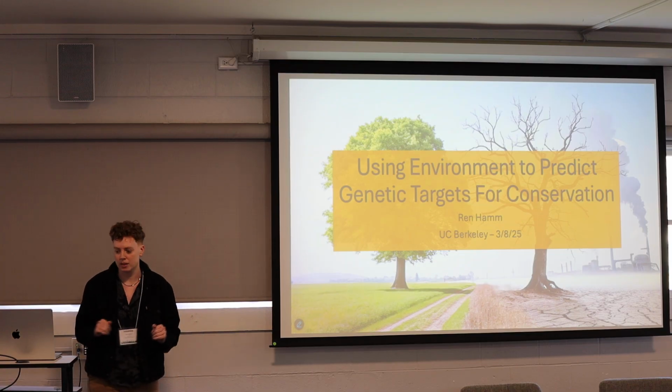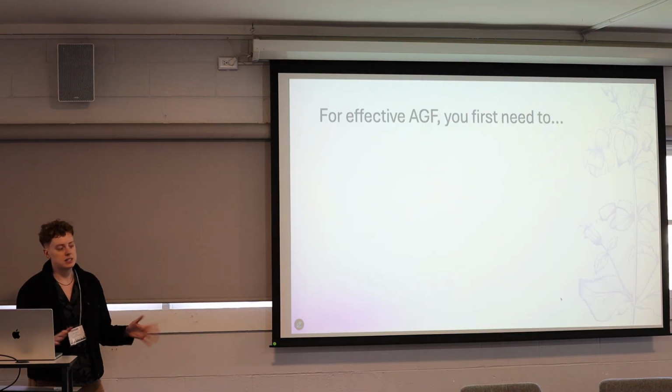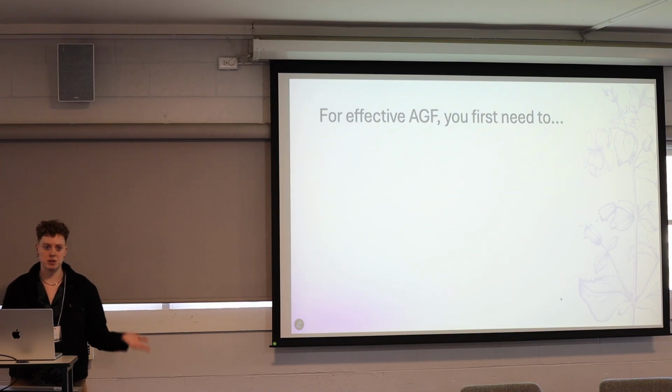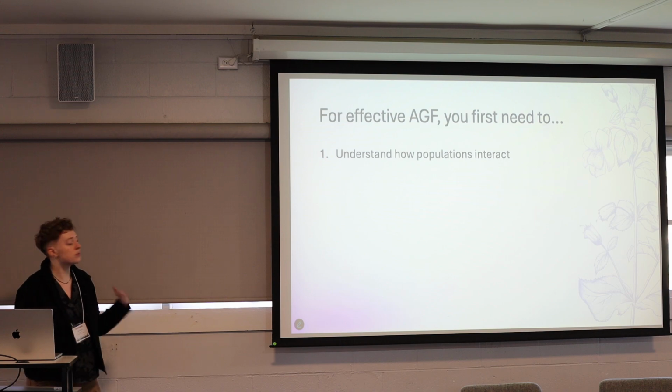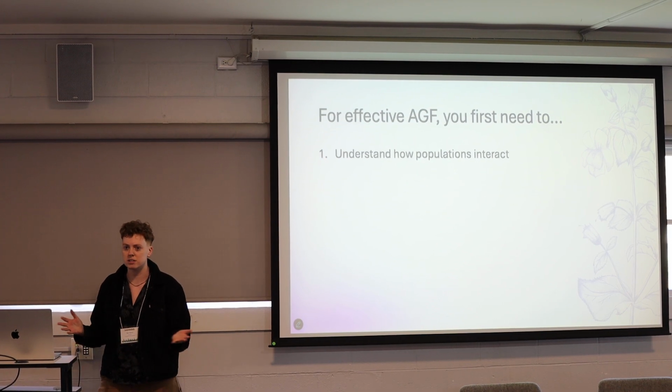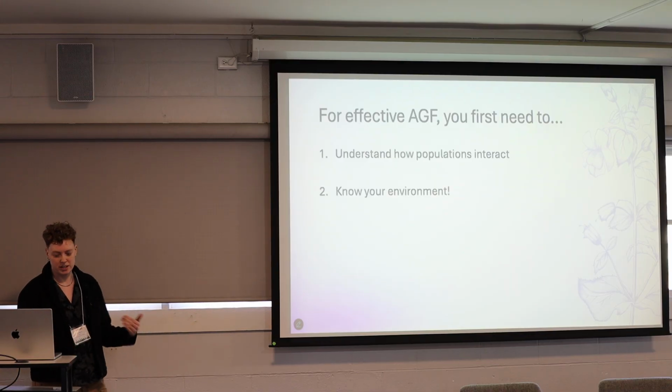So today I'm going to put this into a context for assisted gene flow and what we need to get from point A to point B using these genetic methods. So the first thing you need to know is understanding how these populations are interacting with each other across space. You then have to know your environment. That's probably the most important thing that you need for this.